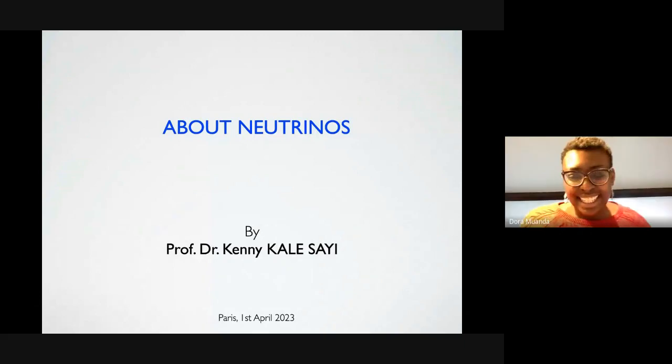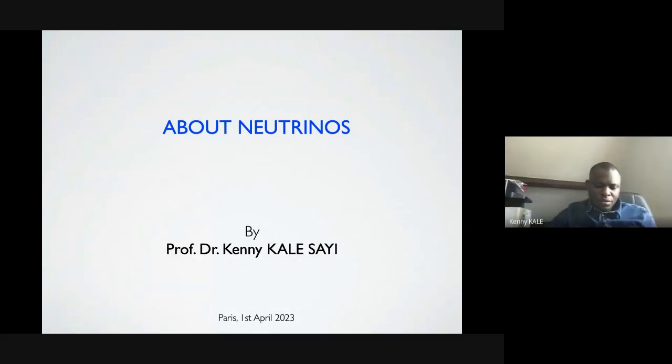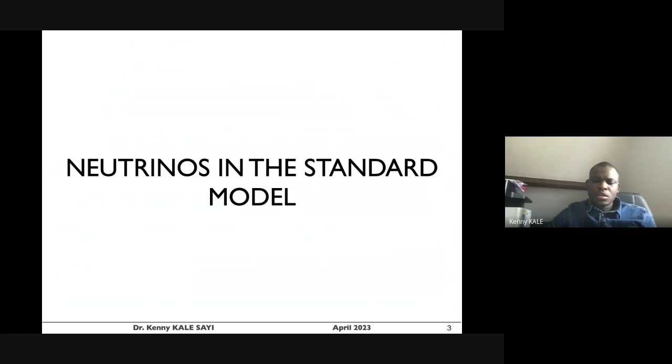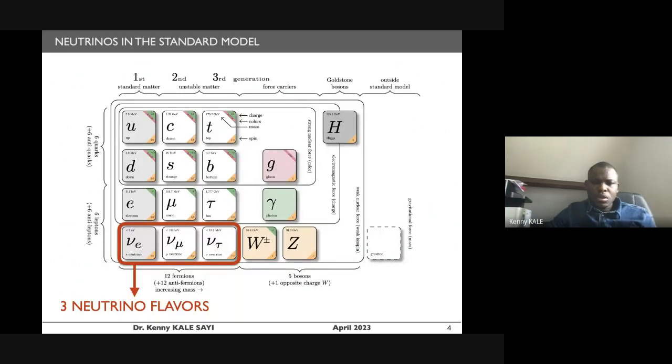So I would talk about neutrinos. I don't know if the students have ever heard about neutrinos. I assume that maybe in your own lectures or reading, you have encountered neutrino particles. The first thing I want to say is neutrinos in the standard model. I hope that everybody has already seen this picture. This is the particle chart. All the basic particles we have are represented in this chart.